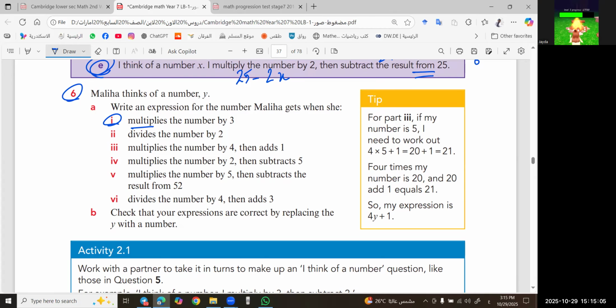1. Multiplies the number by 3, which is 3y, or 3 times y. Yes, 3y. Divide the number by 2, we write as? So y divided by 2. Yes, y divided by 2, or we can write half y, or we can write y over 2. All of them are right. Okay, second.